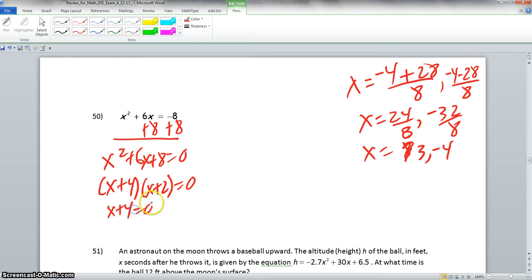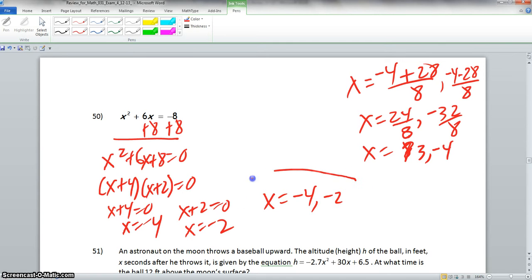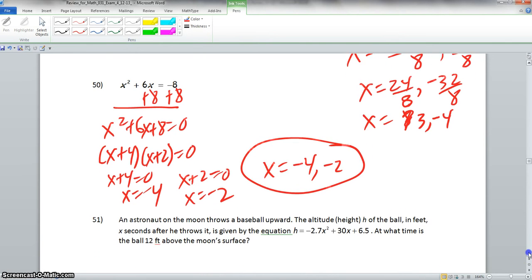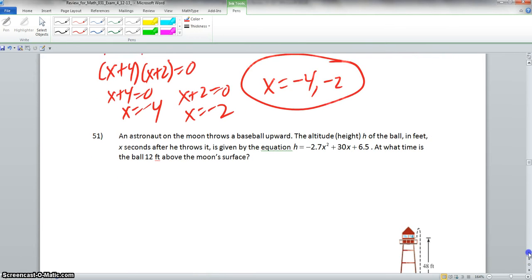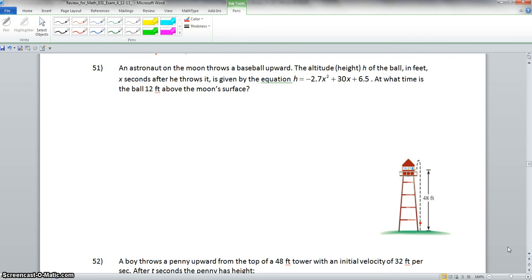We will set both of these parentheses equal to 0, and we will have x is negative 4, and x is also negative 2. So our final answer is x is negative 4, negative 2. Okay, now for problem 51. Now 51 is going to take up a little space, so I need to create some space.